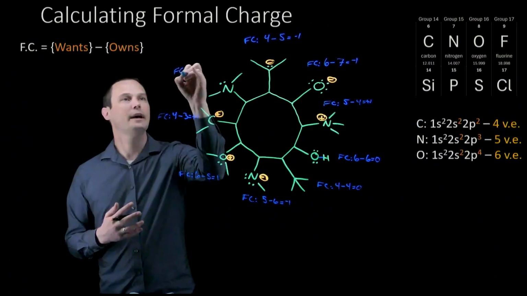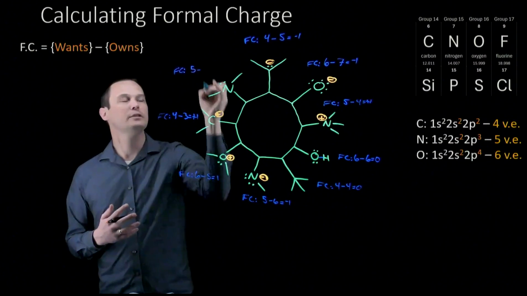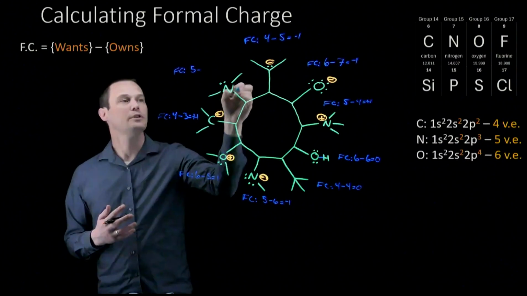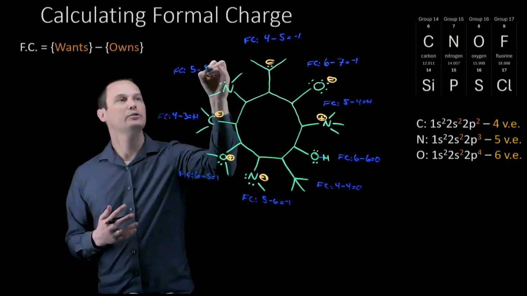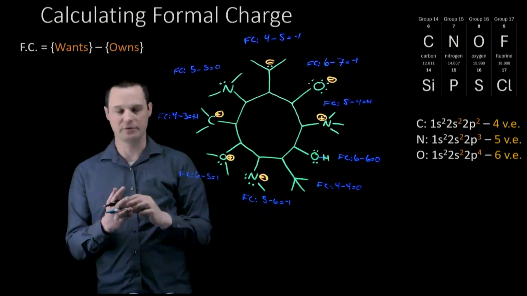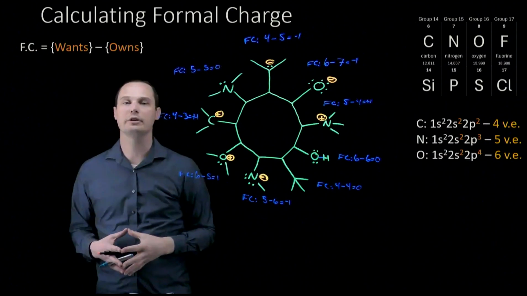Finally, for this nitrogen atom, nitrogen wants 5 electrons in its neutral ground state configuration. It owns 3 bonding electrons and 2 non-bonded electrons. That is also 5. That equals 0. So this nitrogen is neutrally charged in this structure.